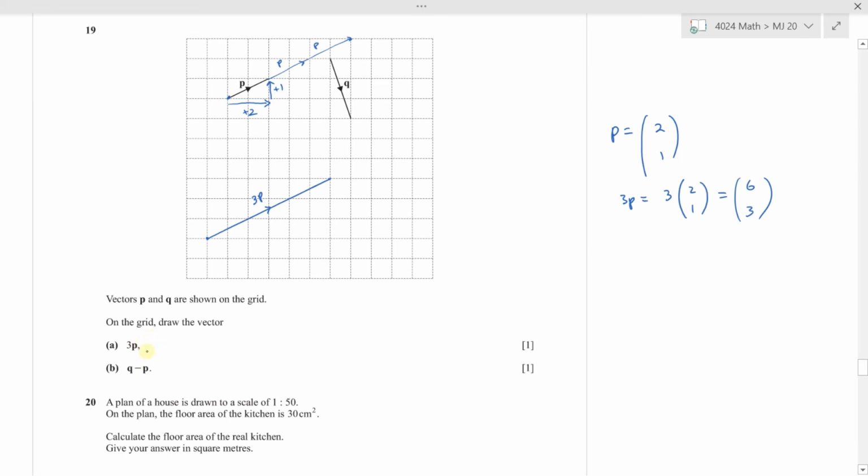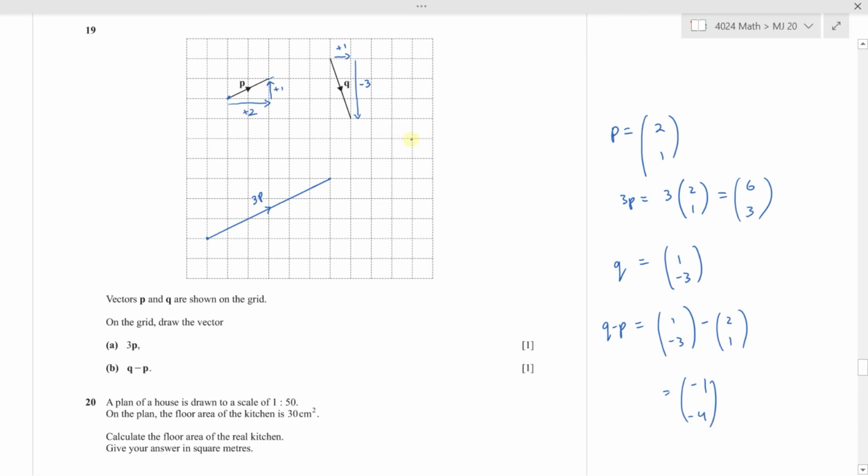So the next part is you have to draw the vector q minus p. So let's again write down q as a column vector. So for q, let me just erase this. You go plus 1 in x, and then you come down 3 blocks. So this is minus 3 in y direction. So 1, minus 3 is your column vector q. Now you have to calculate q minus p. So q is 1, minus 3 minus p is 2, 1. So 1 minus 2 is minus 1, and minus 3 minus 1 will be minus 4.